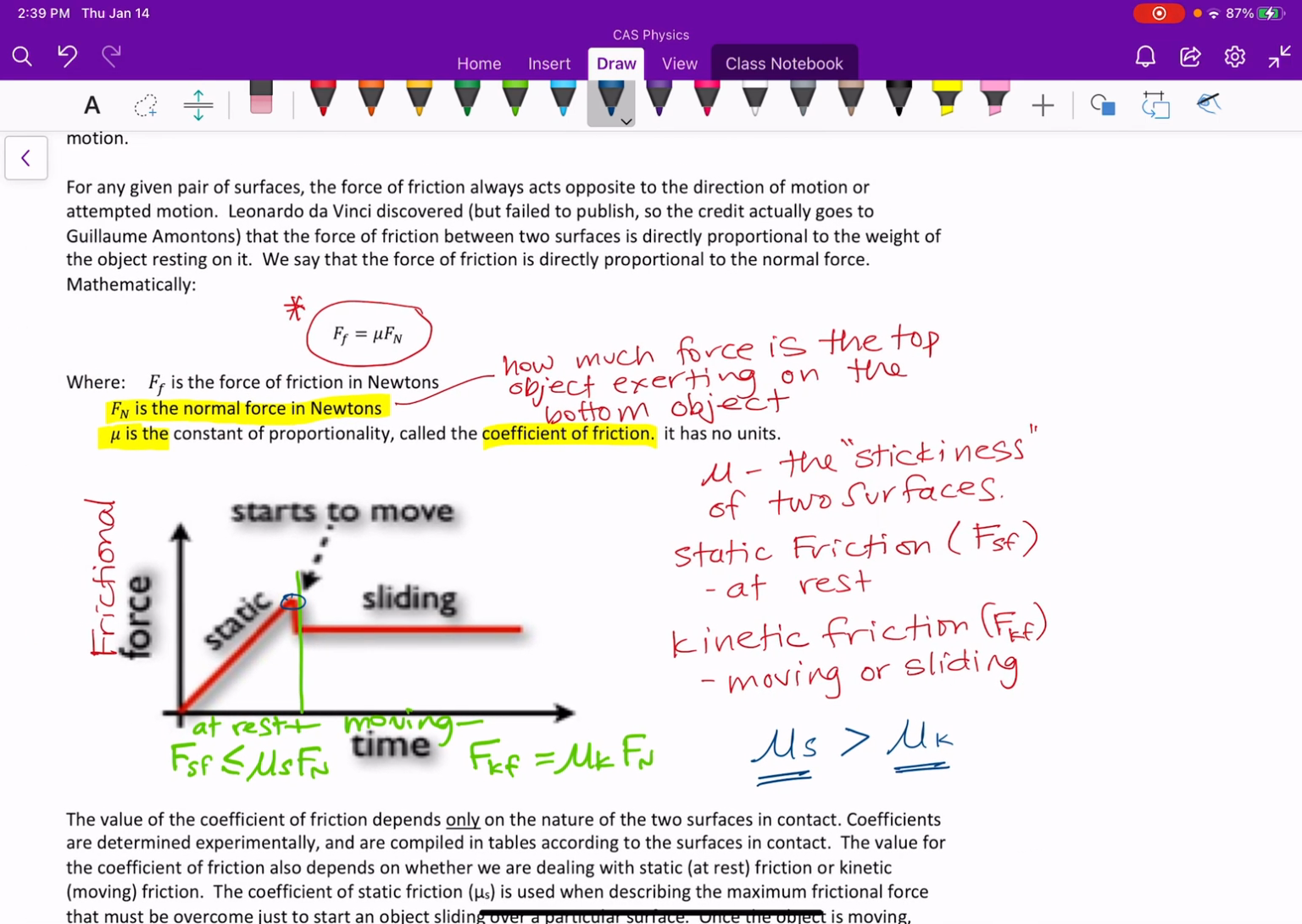So this equation up here with the star, I'll put another star, is the one we're going to rely on a lot. But just be aware that when an object is not moving, when it's static, this equation turns into this equation.